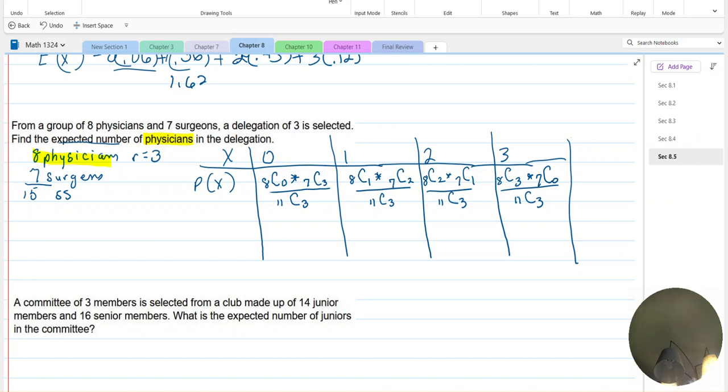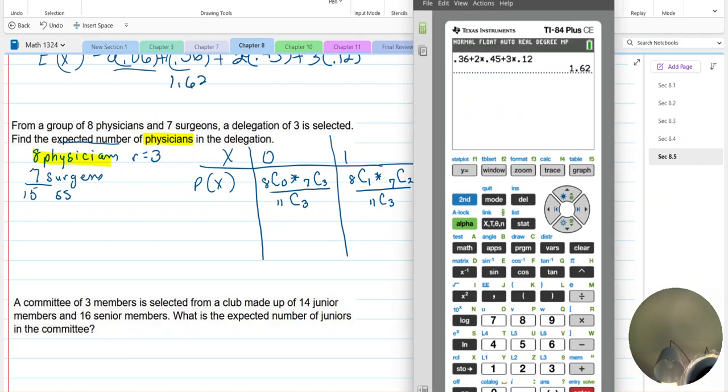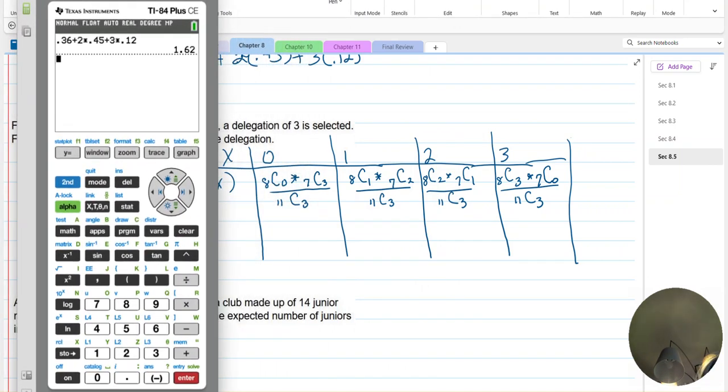I'm going to clear everything. I'm going to do the 8 math, PROB, number 3, and choose 0, side arrow, times, and then now I have 7 math, PROB, number 3, choose 3. That's what I have. Good. Side arrow, because it's 0 and 3, divided by 11 math, PROB, choose 3, and 3. 0.21. For our purpose, we're going to round to 2 decimals. And so I've got 0.21.